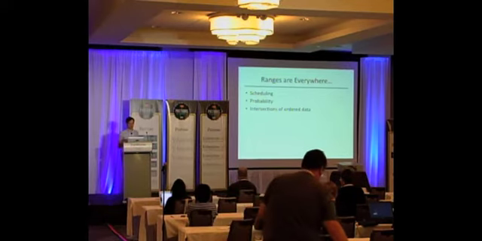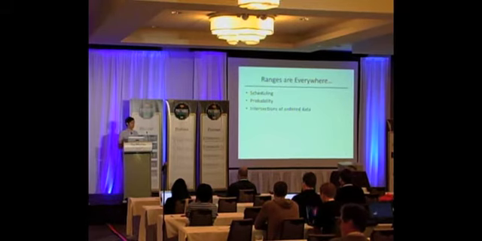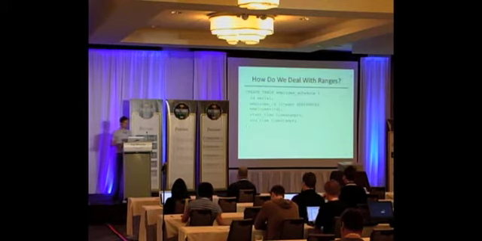We see them all the time when we're scheduling, when you're working with probability applications, or just dealing with ordered data. It's something we're very familiar with, and we write queries for them every day. So currently, how do we deal with ranges? I think the best way is to explain through an example.